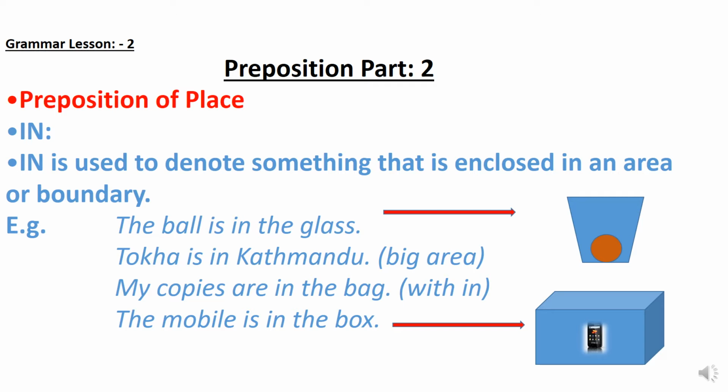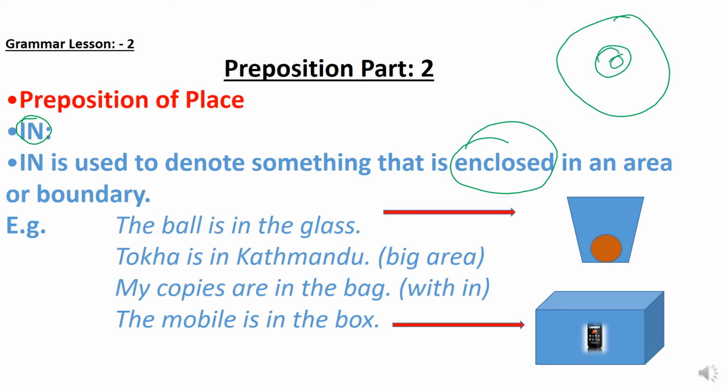And today we are going to deal with preposition of place, preposition part 2. The first preposition is "in". This is a preposition of place. Here "in" is used to denote something that is enclosed in an area or boundary. See here, this is an area. If something is within this, we can say it is in.